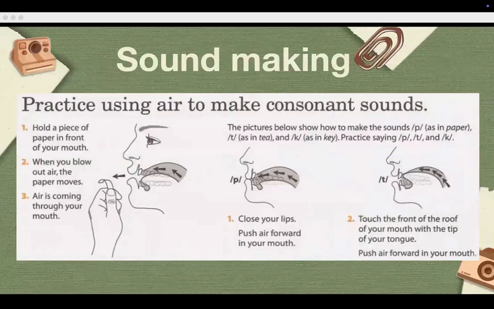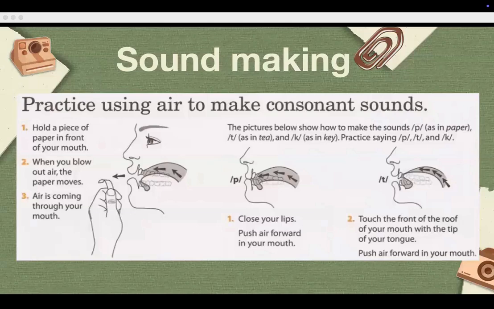Okay, so before you learn how to make the consonant sounds, we should practice using air to make consonant sounds. So we have three ways to practice using air to make consonant sounds. The first one, you hold a piece of paper in front of your mouth. Number two, when you blow out air, the paper moves. And step three, air is coming through your mouth.